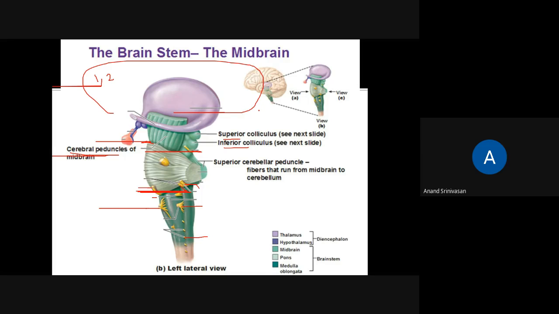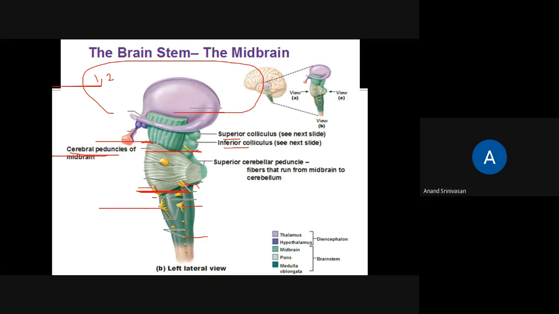The next nerves, 3 and 4, are located in the midbrain. The 3 is located anterior and the 4th is located posterior. So the 3rd and 4th cranial nerves arise from the midbrain or get terminated in the midbrain. Then 5, 6, 7, 8 arise from the pons. 5 is trigeminal, 6 abducent, 7th and 8th facial and vestibulocochlear. All these cranial nerves arise or get terminated in the pons.